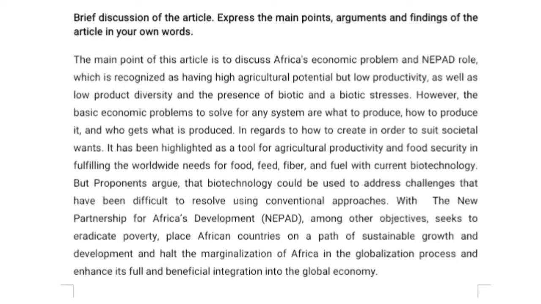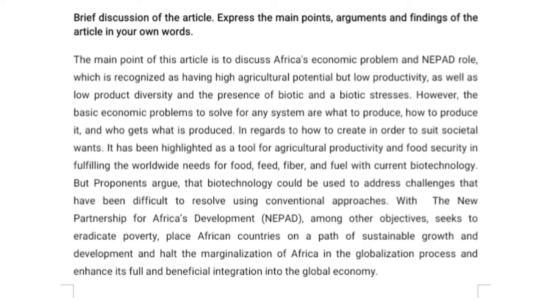The main point of this article is to discuss Africa's economic problem and NEPAD role, which is recognized as having high agricultural potential but low productivity, as well as low product diversity and the presence of biotic and abiotic stresses. However, the basic economic problems to solve for any system are what to produce, how to produce it, and who gets what is produced.